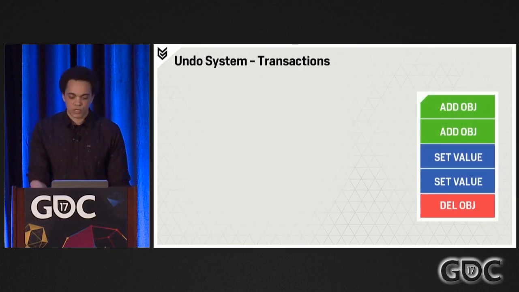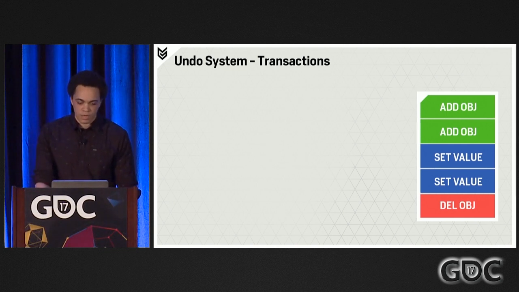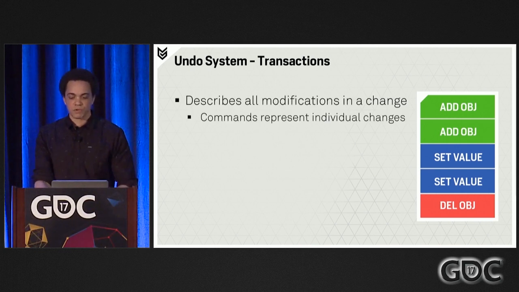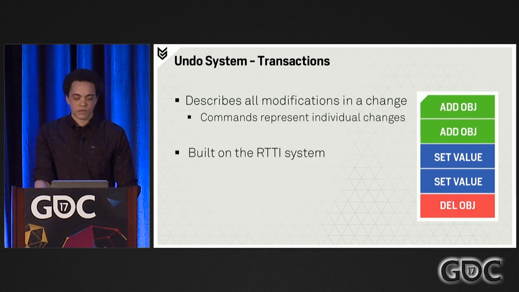To actually describe changes in the editor, we use a transaction system, and the transactions consist of commands. You can see a pretty simplistic example of such a thing here, but each command describes a simple individual change, such as the addition or removal of an object, or an individual change to an attribute value. And these changes are annotated with RTTI so that we have enough information to actually use these transactions to transform the editor data.